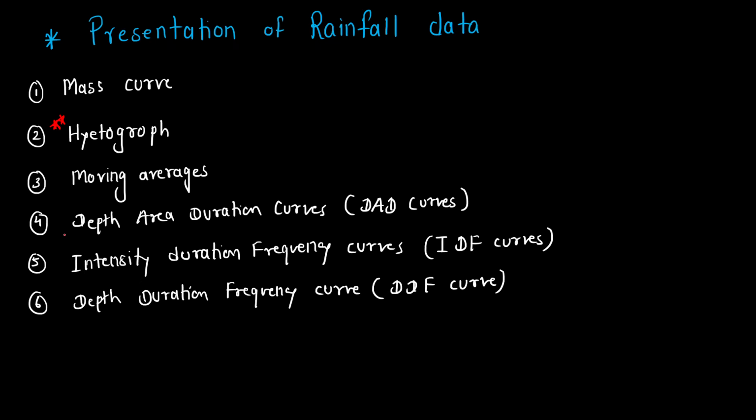For the remaining ones, the last 3, we only have to see how they are represented, that is, what is the format of DAD curves, IDF curves and DDF curves. That is what we are going to see. And there is only one point in moving averages that was asked once in an IAS exam. So that also we'll see. The first and most basic representation is the representation of data in the form of mass curve. So let's start with the first heading, that is mass curve.